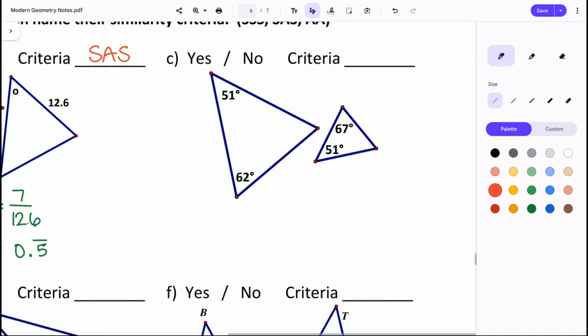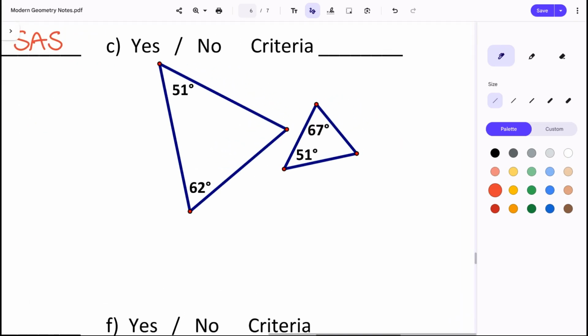All right, let's look at letter C. What do you guys think about this one? Did any of you initially think no? Because that happens sometimes. When you are given that information, maybe you thought, no, those don't match. Okay? Does anything match though? The 51s are good.